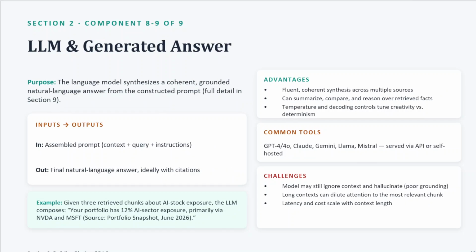Okay, let's go to the next part, which is the last building block, the LLM and the generated answer. The language model synthesizes a coherent and grounded natural language answer from the constructed prompt. Full detail is in section 9. Basically, you have the assembled prompt, which is the context plus the query plus the instructions, and that has to be turned into a final natural language answer, ideally with citations.